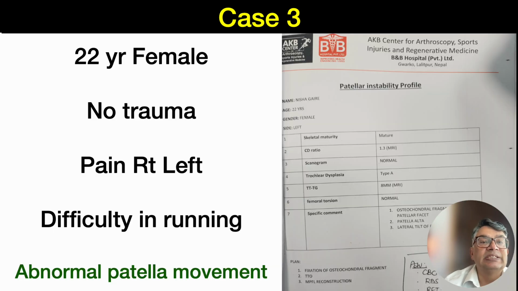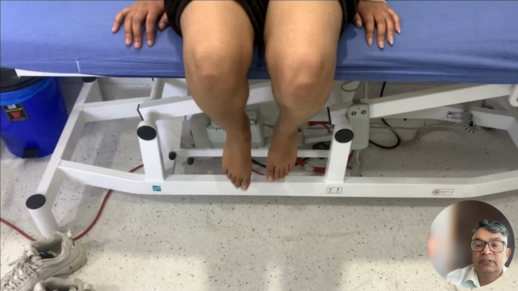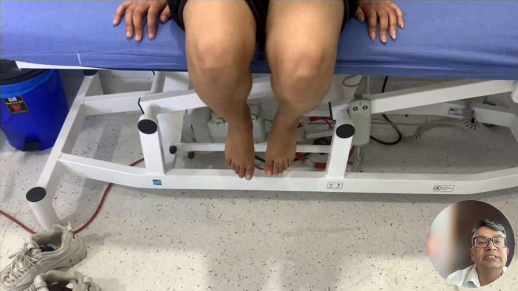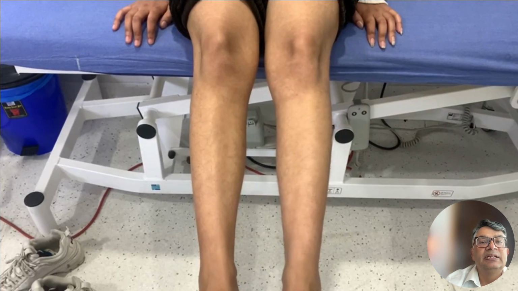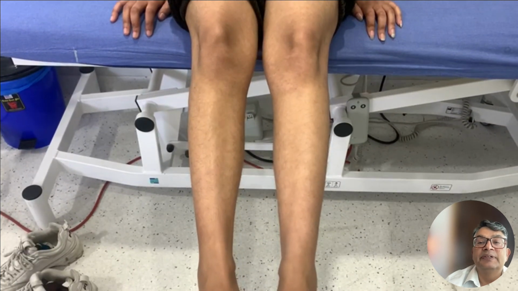Let us see some examples. So this was a 22-year-old female. There was no history of trauma, pain in the right knee, difficulty in running. She noticed abnormal patella movement, and this is the menu card that we prepare, the patellar instability profile, in each of our patients. So this is our clinical video. You can see that there is a J sign positive on her left side. There is some maltracking on the left side also, but she was mainly symptomatic on the left side.